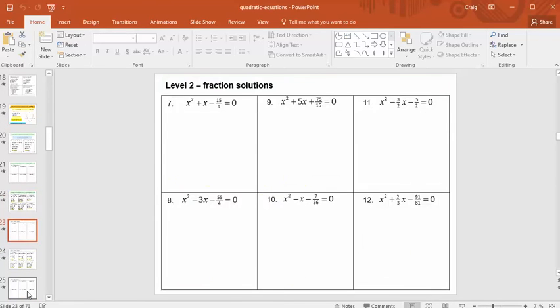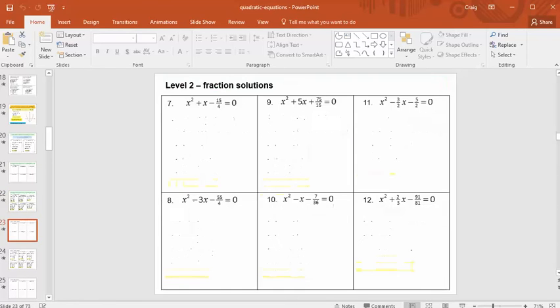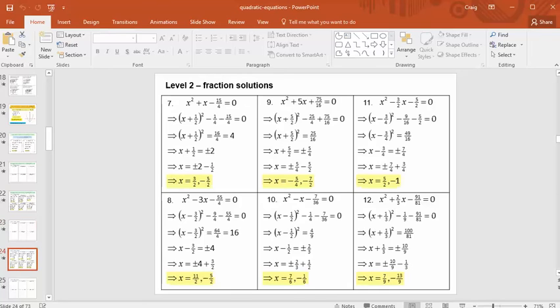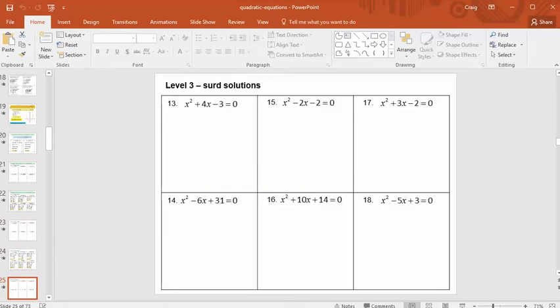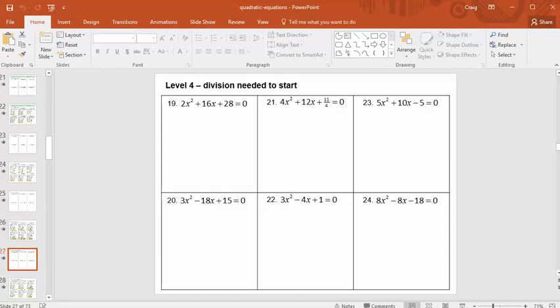Then we get things for them to try. And again, look, we get a nice no solution one, question 6 there. Why is that not got a solution? What would that look like on the graph? And so on. Then we get fractional solutions, so the next level up. Then we get third solutions for the next level up from that. And then we get division needed at the start.